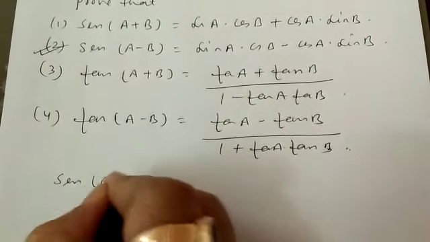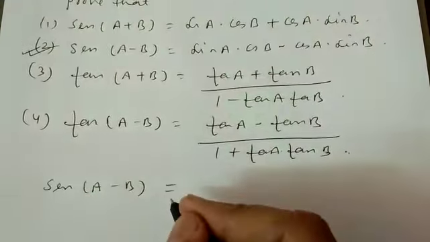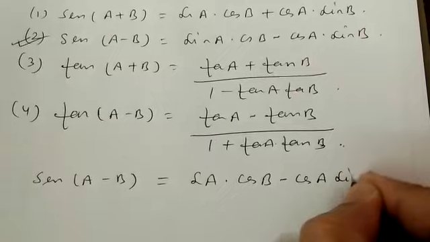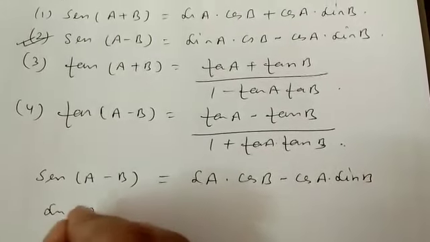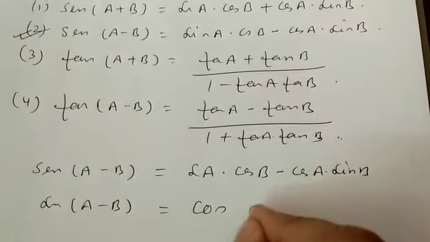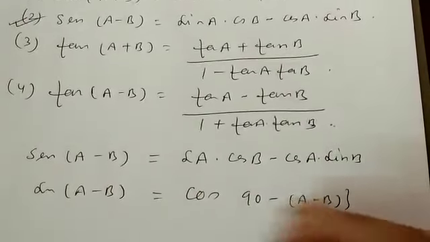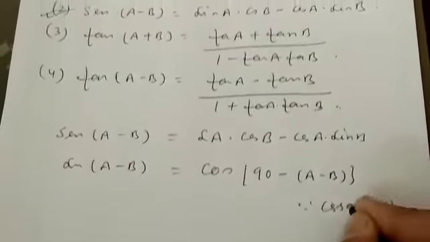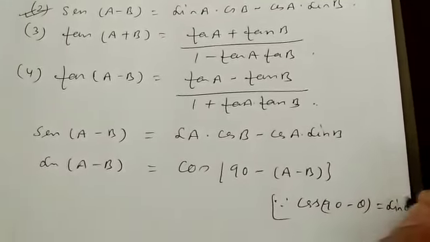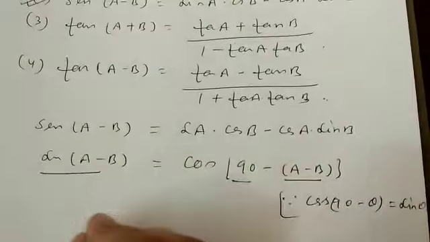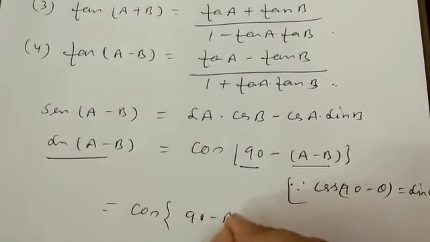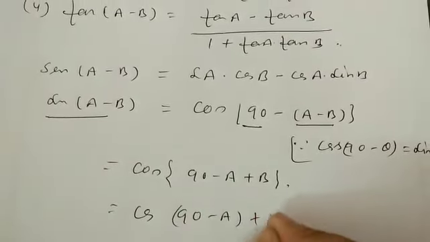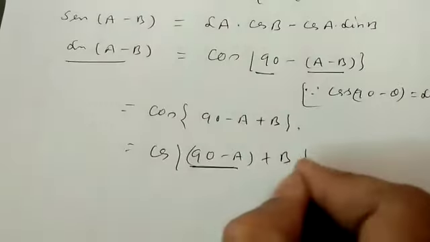How can we prove that sine of a minus b is equal to sine of a into cos of b minus cos of a into sine of b? We can write sine of a minus b is equal to cos of 90 minus a minus b. This is a complementary angle. We all know cos 90 minus theta is equal to sin theta. We can write this as cos of 90 minus a plus b, so this becomes a and this is b.